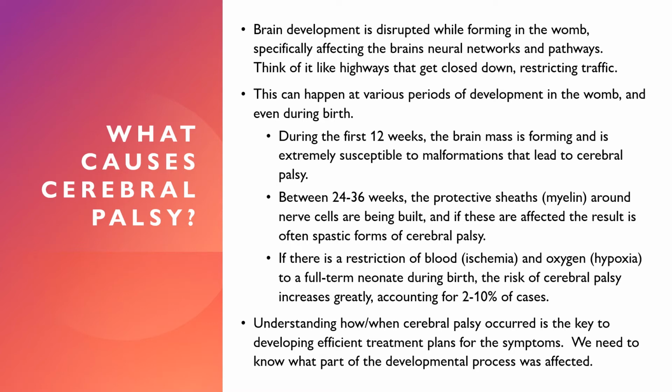Also, between 24 and 36 weeks, those protective sheets called myelin, those are what are around the nerve cells, those begin to be built. There's certain other cells that are in charge of doing that. If those cells are affected and this myelin's not being built properly around it, the result is often spastic forms of cerebral palsy. Also, at birth, if there's a restriction of the blood or oxygen during birth itself, there is a risk of cerebral palsy occurring because of that.